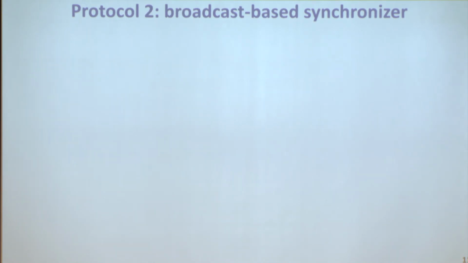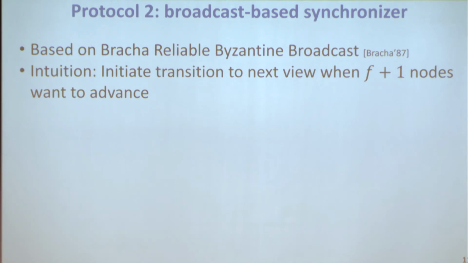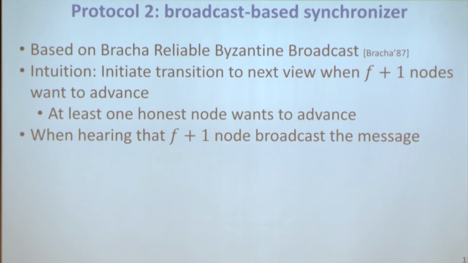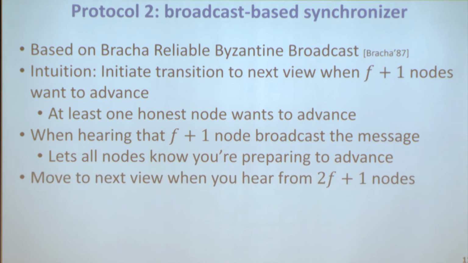The second protocol is broadcast-based. It's based on Bracha Reliable Byzantine Broadcast, a Byzantine broadcast protocol from the 80s. The intuition is that you initiate a transition to the next view when f+1 nodes want to advance. Why f+1? Because among any f+1 nodes, at least one is correct, or honest. So when you hear from f+1 nodes who want to advance, you also broadcast your intention to move to the next view. And you move to the next view when you hear from 2f+1 nodes.